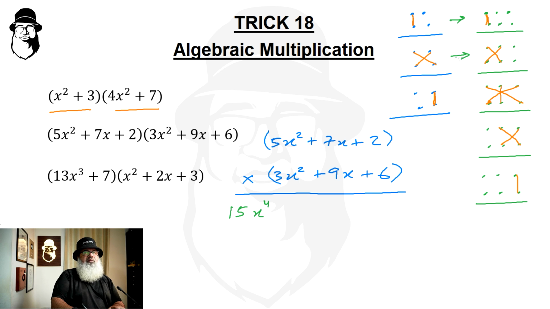Next step is this one. We cross multiply here and add. So 5x squared times 9x is 5 times 9 is 45. And x squared times x is x to the power 3. Then we multiply this. 7 times 3 is 21. And then x times x squared is x to the power 3, and we add them. 21 plus 45 is 66, right?